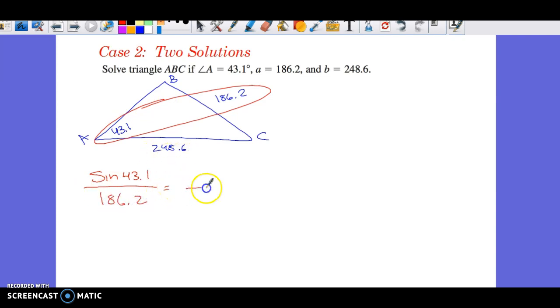If I know this side, the only thing that I'm able to find is angle B. So let's go ahead and do that. So sine. So I'm going to cross multiply.